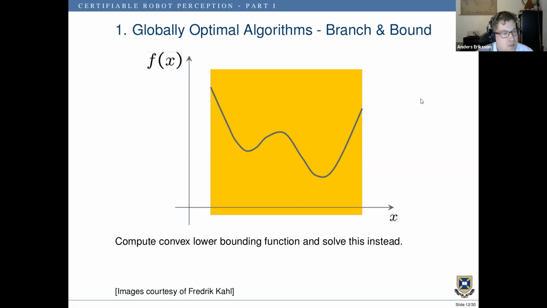So let's, for example, say we want to find the global minimum of this clearly non-convex function over some interval. Here the interval is shown in yellow. And we assume that this problem is difficult to solve. This is quite a trivial illustration of it. But the idea here is to find a lower bounding function to this blue function, ideally a convex one, or one that's easy to solve, and solve that one instead, and then build on from there.